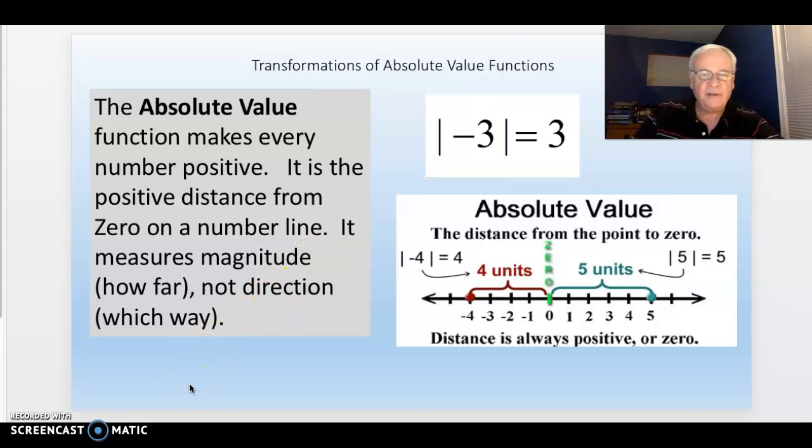The absolute value function makes every number positive. It's the positive distance from 0 on a number line. It's always positive. You've seen it before. The absolute value makes every number positive, okay? It's a distance, so it's always positive. Absolute value measures magnitude. It measures how much or how far. It doesn't care which direction. It measures magnitude, not direction, okay?